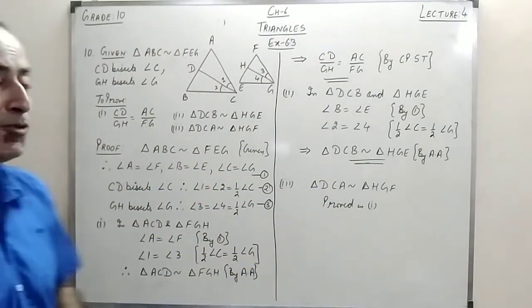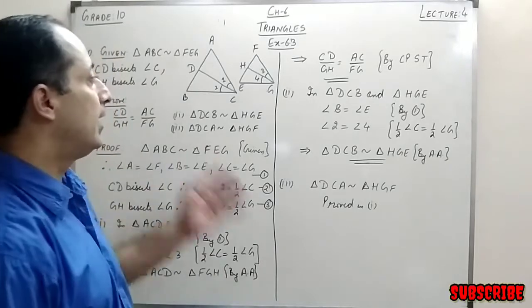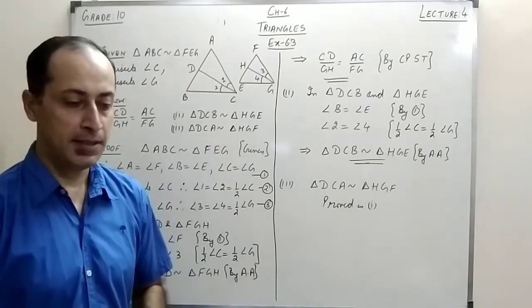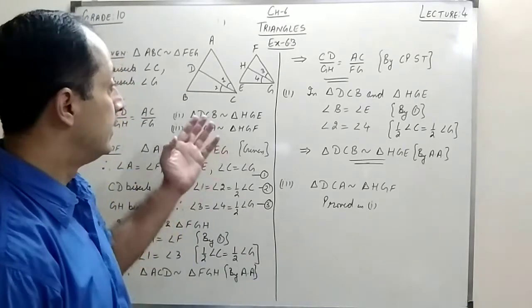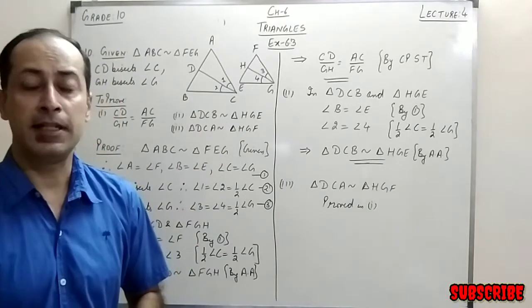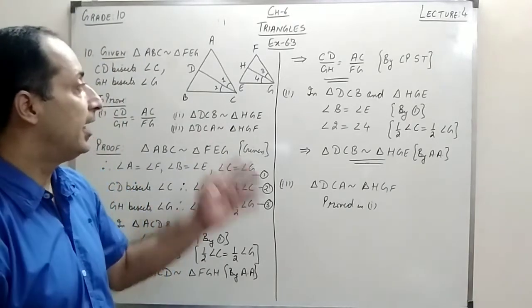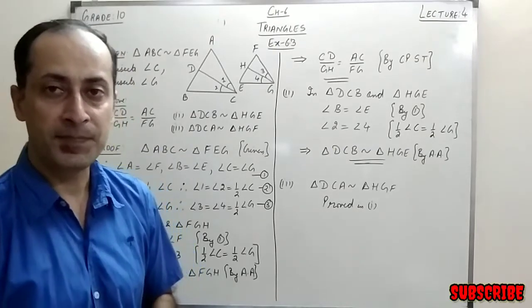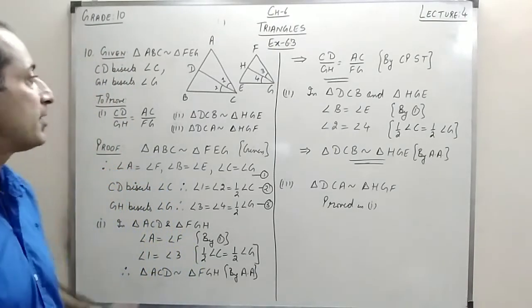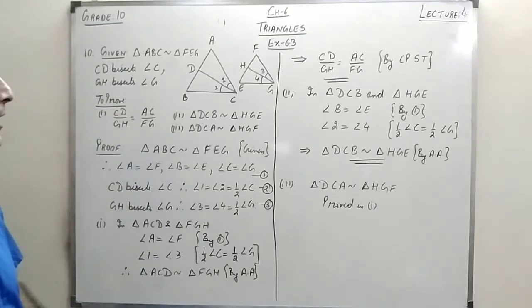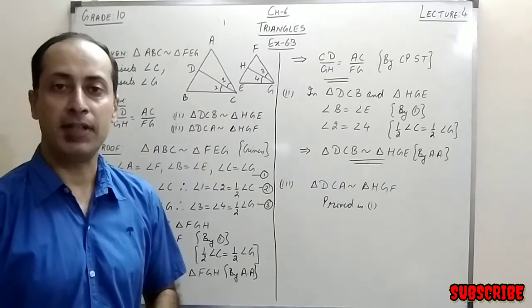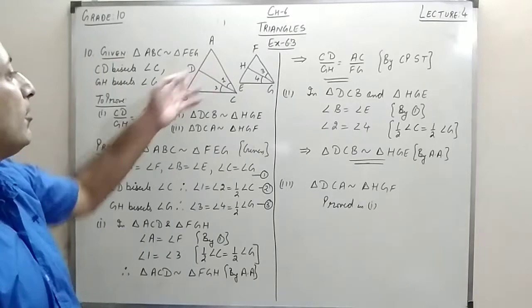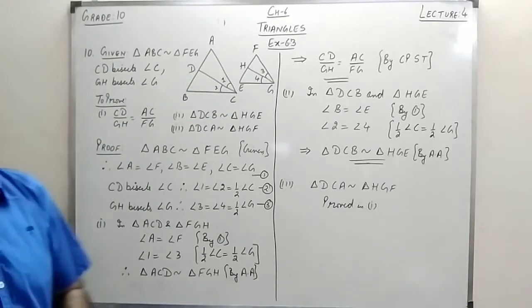It's given that there are two triangles ABC and EFG. CD is the angle bisector of angle C and GH is the angle bisector of angle G. What more is given? The triangle ABC is similar to triangle FEG. So you can see I have already made triangles ABC and FEG.